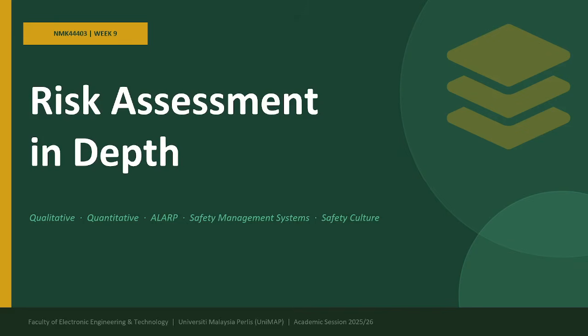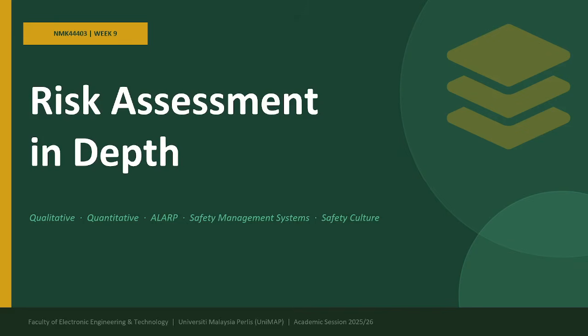Today, we go deeper. We are going to answer questions that the basic HIRC raises but does not fully resolve. Why do some organizations use a 5x5 matrix instead of 3x3? What does ALA-ARP mean, and why is it the international standard for deciding when risk is acceptable? How does a HIRAC form fit inside a bigger organizational system?